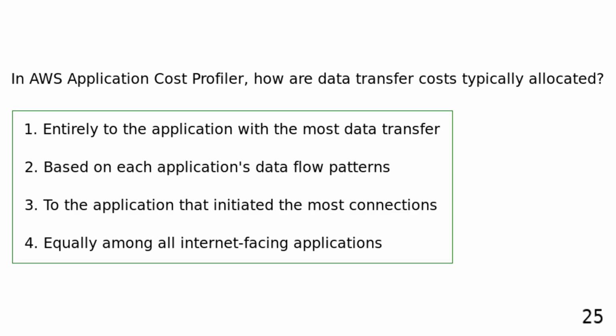In AWS Application Cost Profiler, how are data transfer costs typically allocated? Entirely to the application with the most data transfer. Based on each application's data flow patterns. To the application that initiated the most connections. Equally among all internet-facing applications.